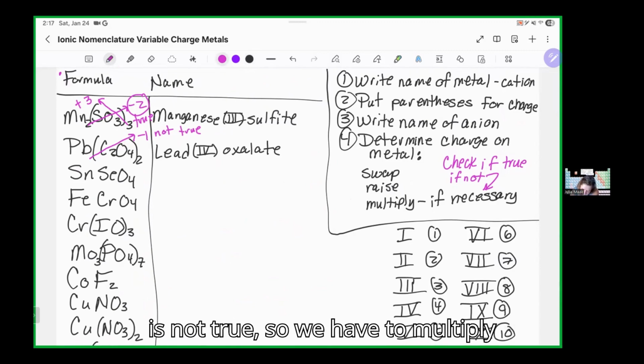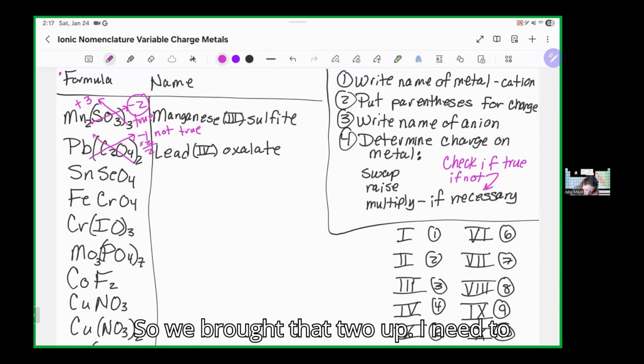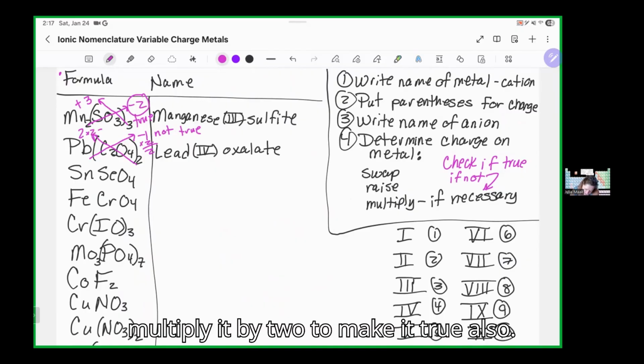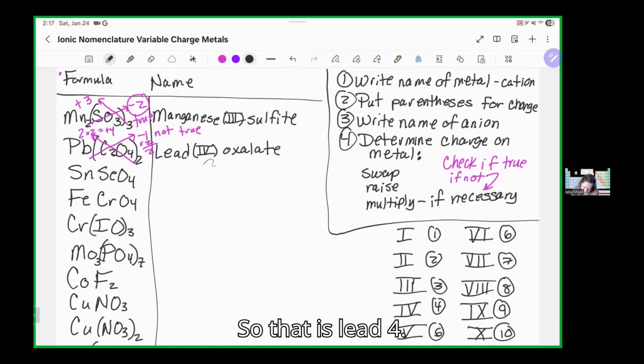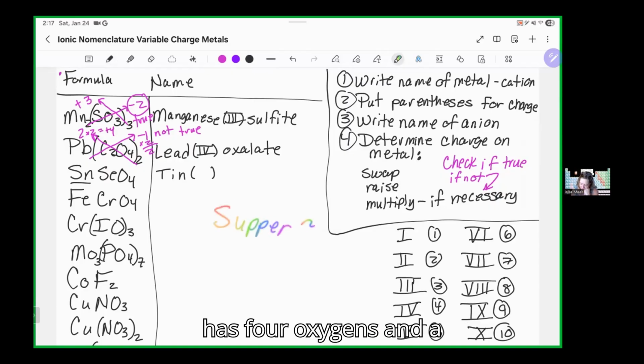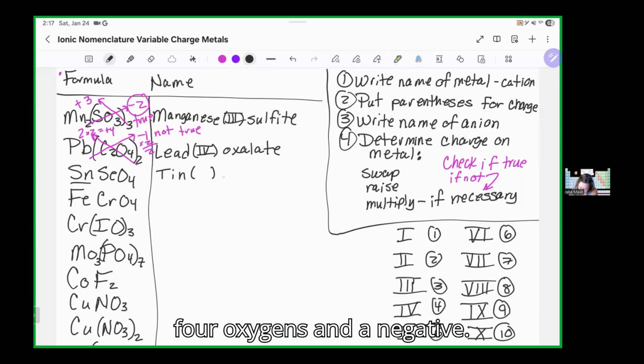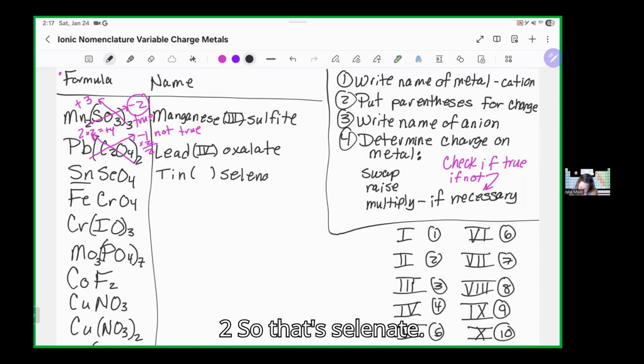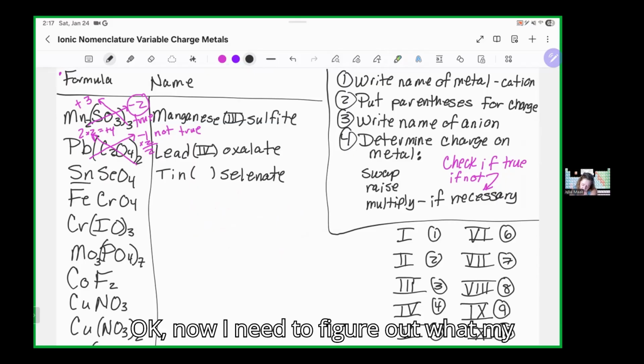So here we had said this is not true, so we have to multiply by 2 to make it true. We brought that 2 up. I need to multiply it by 2 to make it true also. So that is lead 4. Next, Sn with parentheses for the charge, SeO4. Se is right underneath sulfur on the periodic table. So we know from sulfate that it has 4 oxygens and a -2. So selenate also has 4 oxygens and a -2. So that's selenate. Now I need to figure out what my charge is.